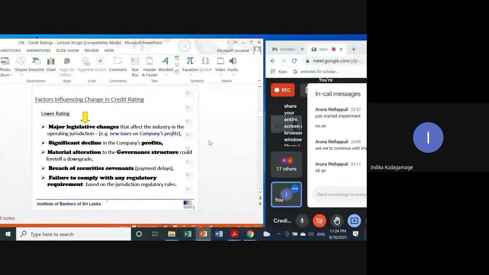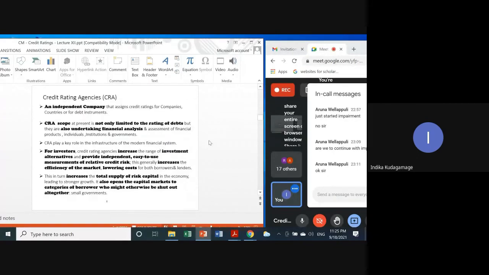How to bring high ratings: stable capital and profitability, consistency, and a stable political background, a stable political environment. That will bring a company's or government's position up. Major legislation changes, significant decline in profit, changes in governance structure, like that, will bring it down. Those things will drag you down.